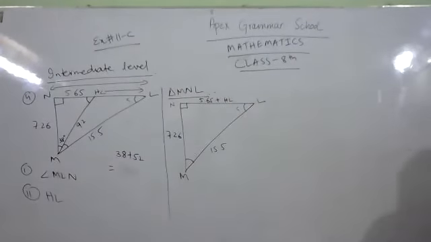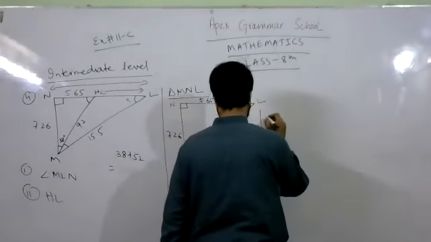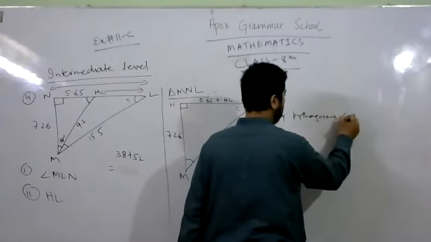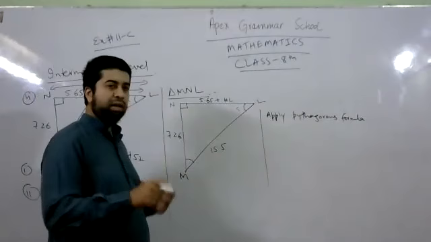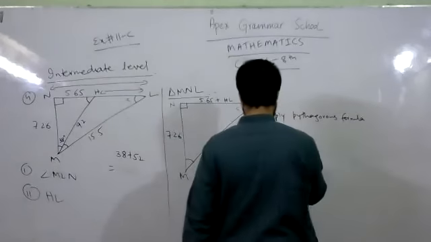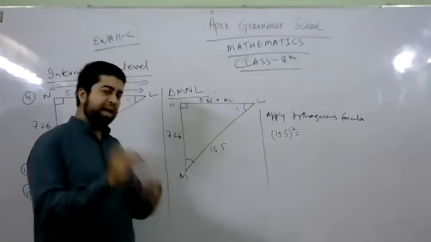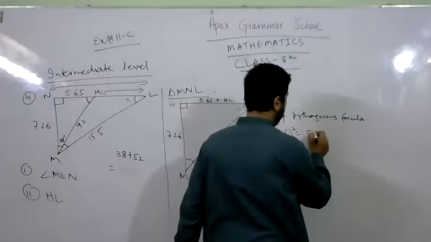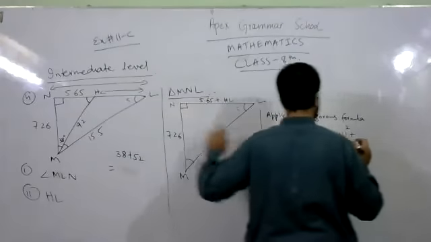We have three sides, 1, 2, 3 for this right angle triangle. So apply Pythagoras formula here. We have short time, so I am doing this directly. Opposite to 90 degree, this side is hypotenuse, so 15.5 square. Hypotenuse square, opposite to basic angle. Now, what is basic angle? Any angle you need to make it. I am saying that this is basic angle. So this is perpendicular square, 5.65 plus HL whole square, plus base square.